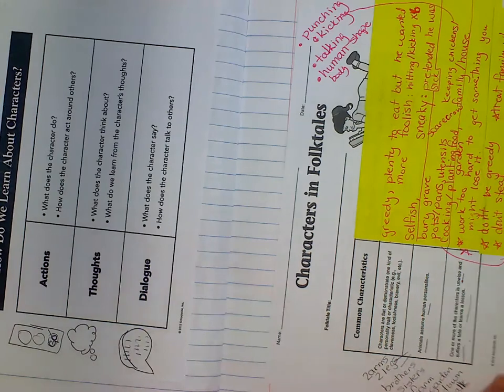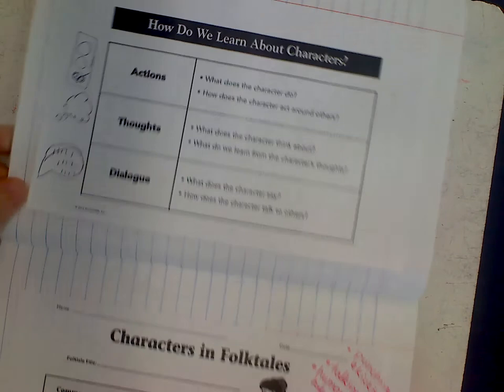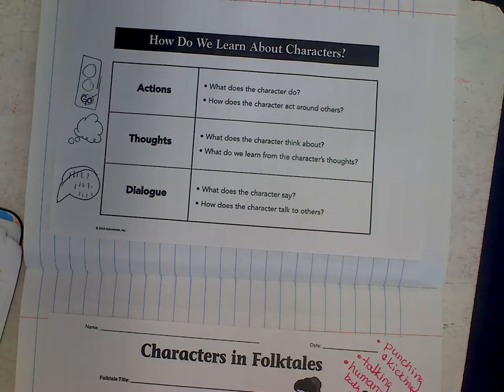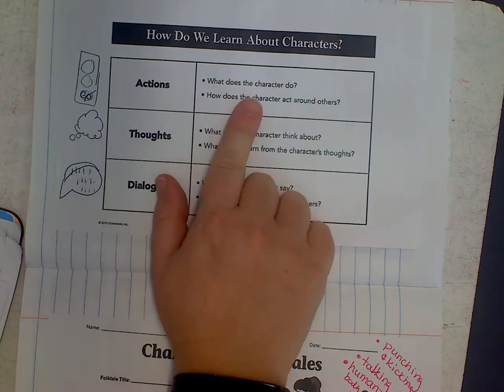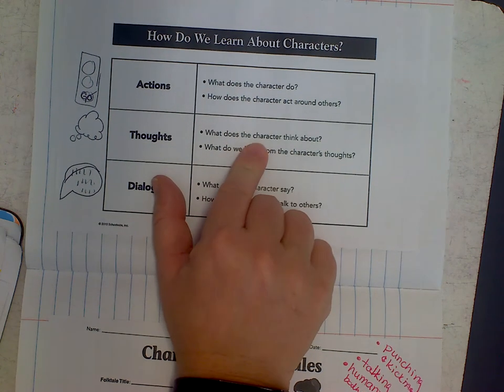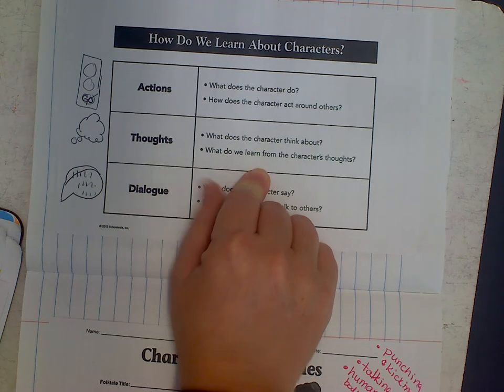The next sheet I want you to glue in is this one. We'll do our anchor chart first. How do we learn about characters? So as we're reading about a character, we think about what does that character do? How does that character act around others? What is the character thinking about? What do we learn from that character's thoughts?